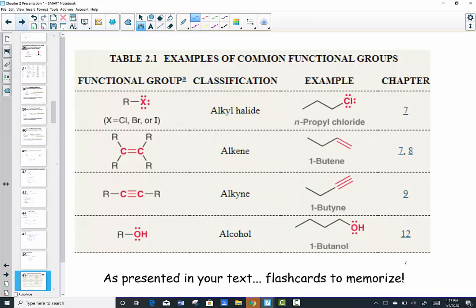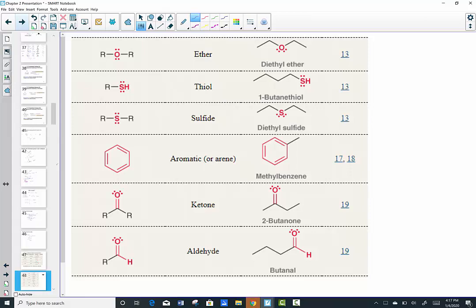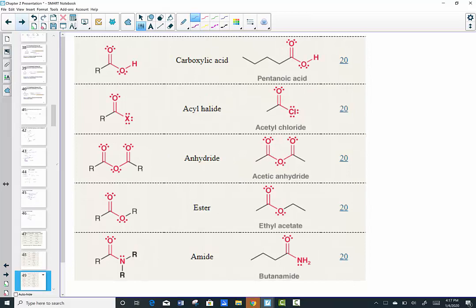So again, this is one that's presented in your text, and I kind of grabbed different things based on the ease of reading. Go into your text, table 2.1, use this video, the notes, whatever you find, but you need to work to go through and memorize each of these functional groups. We've gone through them one by one. We've given examples of how to identify. And that's the skill we're looking at: being able to look at a compound and determine its functional groups.